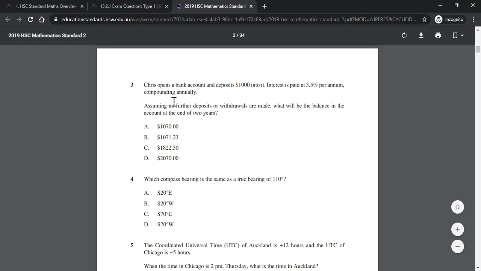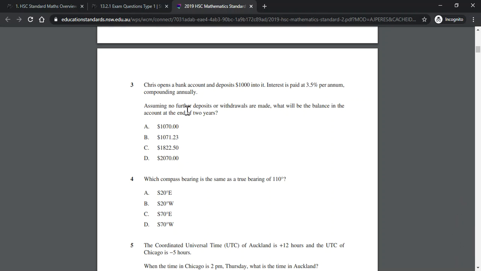This is a question. Chris has opened up a bank account and he deposits $1,000 into it. Interest is paid at 3.5% per annum annually. And there are no further deposits or withdrawals. And the question is asking you to calculate the balance of the account at the end of the 2 years. So, in simple words, what it's asking you is what is the value of $1,000 in 2 years if it is earning 3.5% every year and compounding is happening annually?